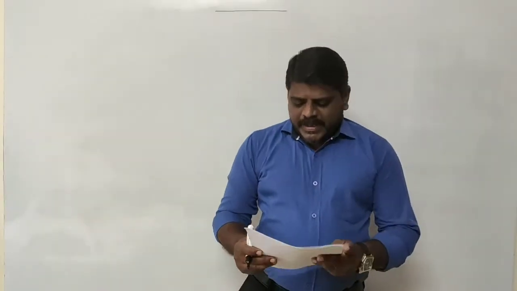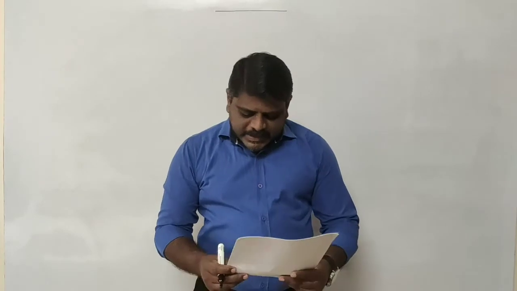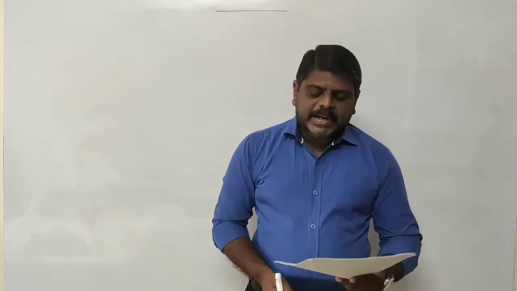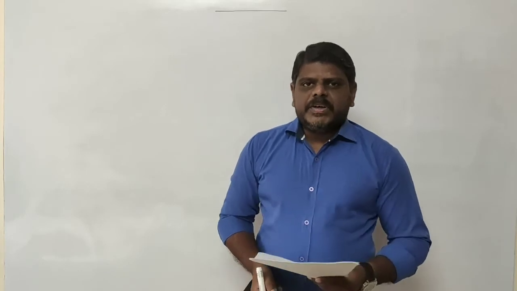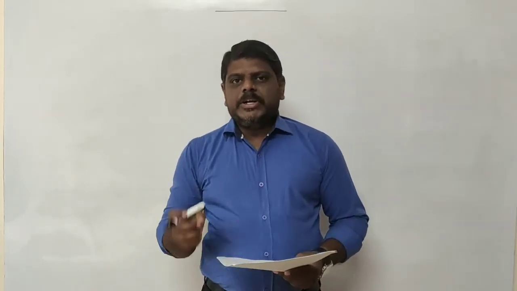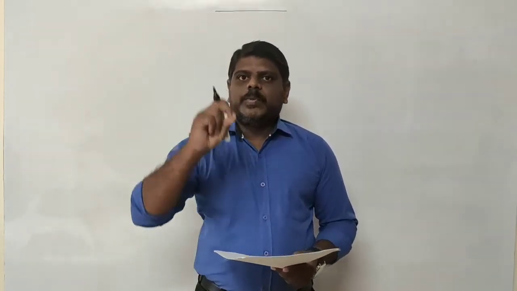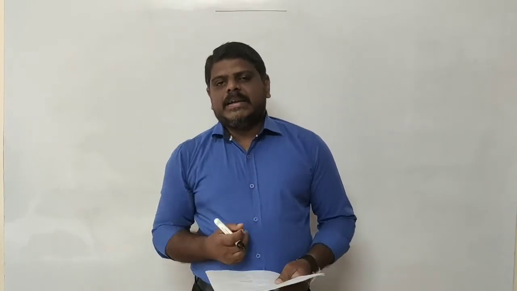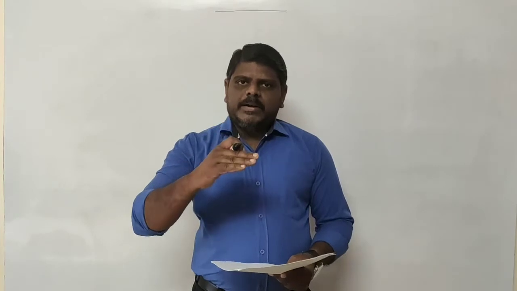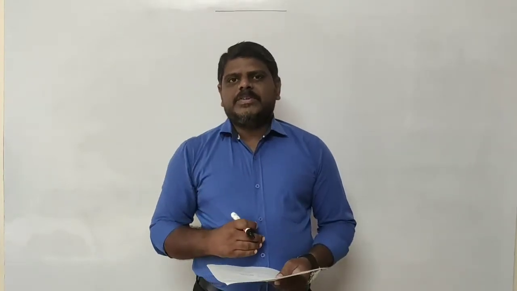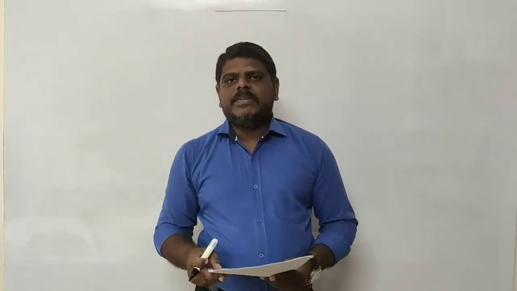Hello students, welcome back. So the problem is asking for the distance between the nth bright fringe and the (n plus 1)th dark fringe. What is the fringe width definition? According to the fringe width definition, the distance between two successive bright bands is called the fringe width. That can be represented by beta. But here it is asking the distance between one bright band and the immediate next dark band. So that means it is exactly half of the fringe width.